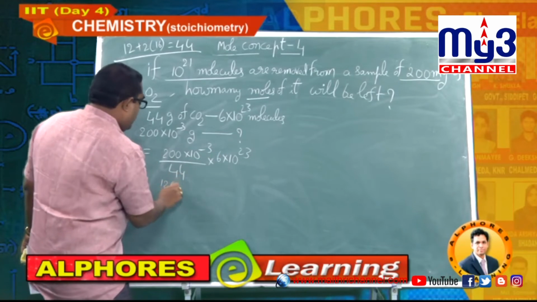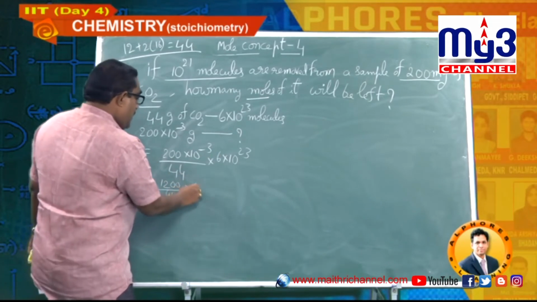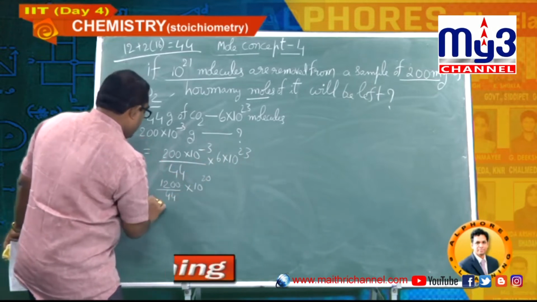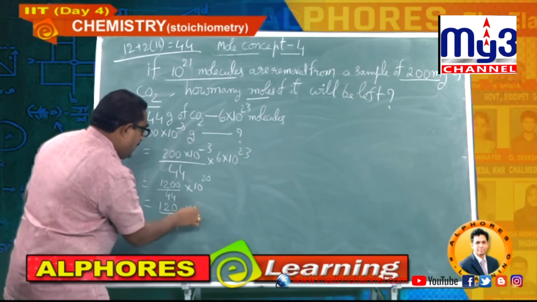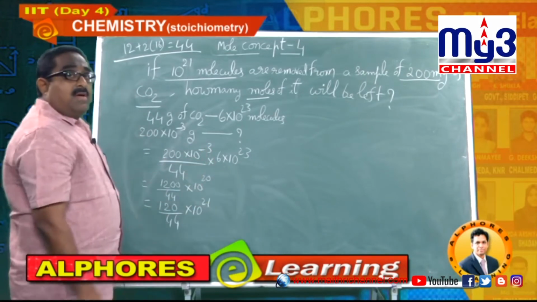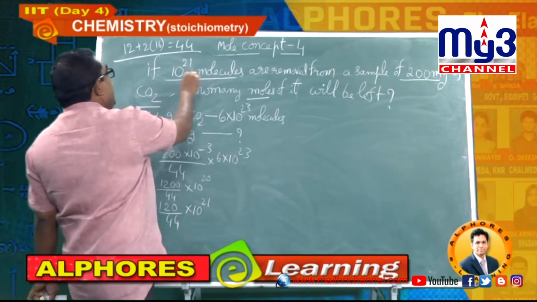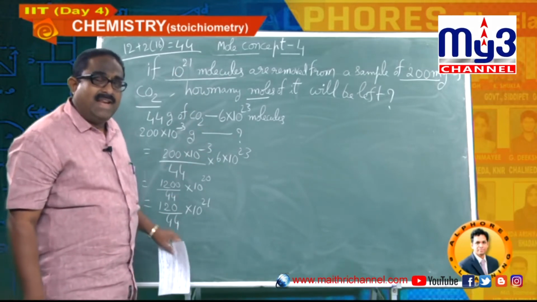200 into 6, 1200 by 44 into 10 power 23 minus 3, 20. So I am making it as 120 by 44 into 10 power 21. Why did I make it power 10 power 21? There is a meaning, because he has removed 10 power 21 molecules. So for the subtraction it will be very easy.